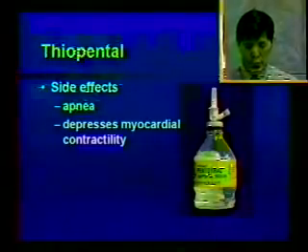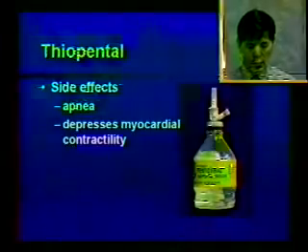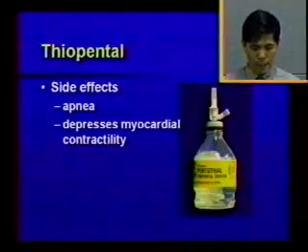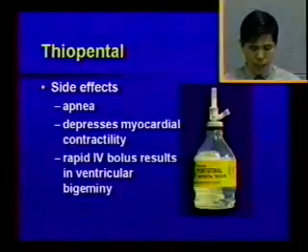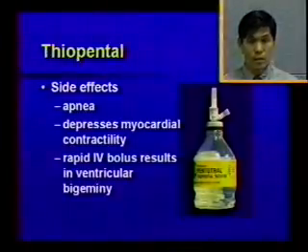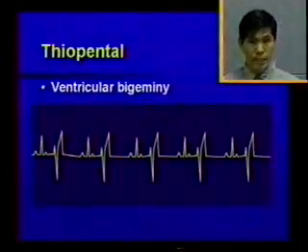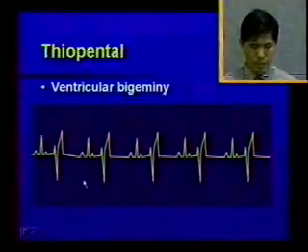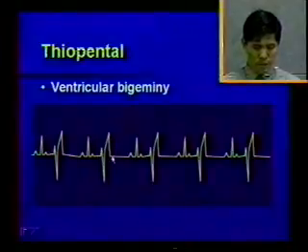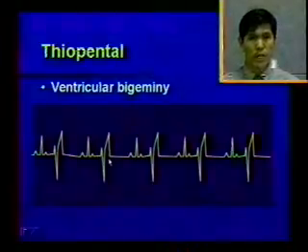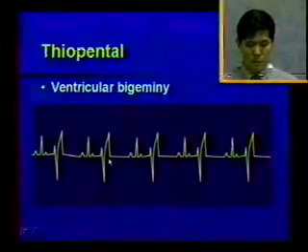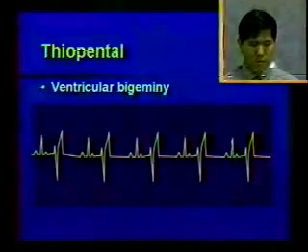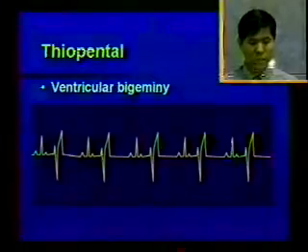Because of this, it is not a good choice for patients that are hypovolemic or patients that have a problem with myocardial contractility, like dilated cardiomyopathy. If you give Thiopental as a rapid bolus injection, ventricular bigeminy can happen, and this is just an ECG of ventricular bigeminy. You can see here that there is an alternating normal sinus rhythm and a ventricular premature complex. This is known as ventricular bigeminy. You don't have to treat this. Once Thiopental is redistributed and its concentration goes down, this can go away. What you need to do is ventilate your patient when there is ventricular bigeminy.